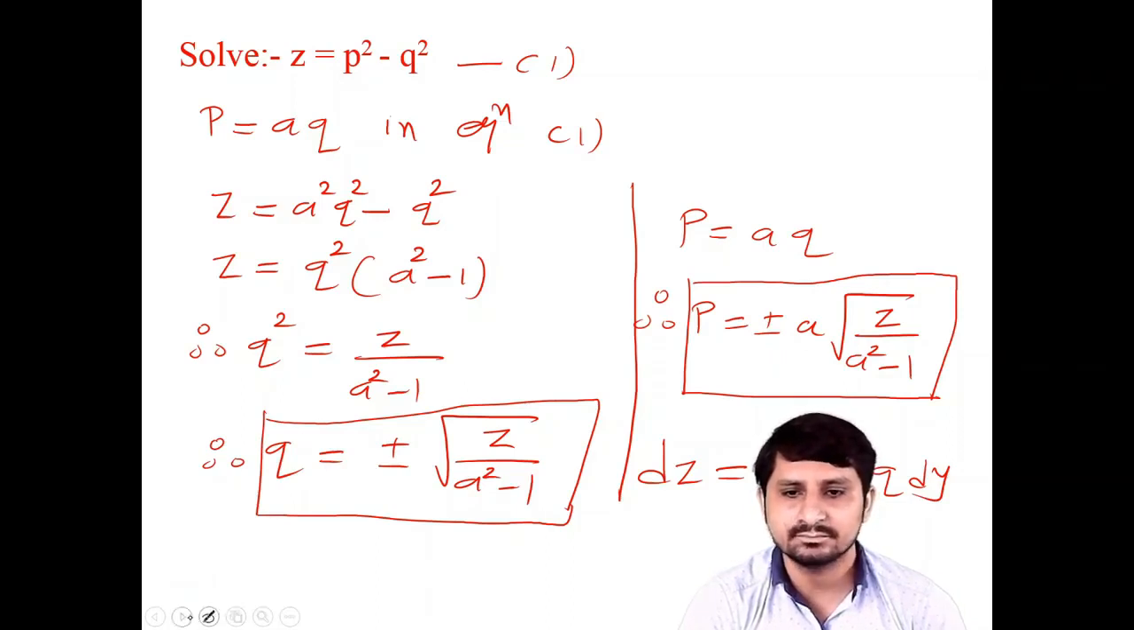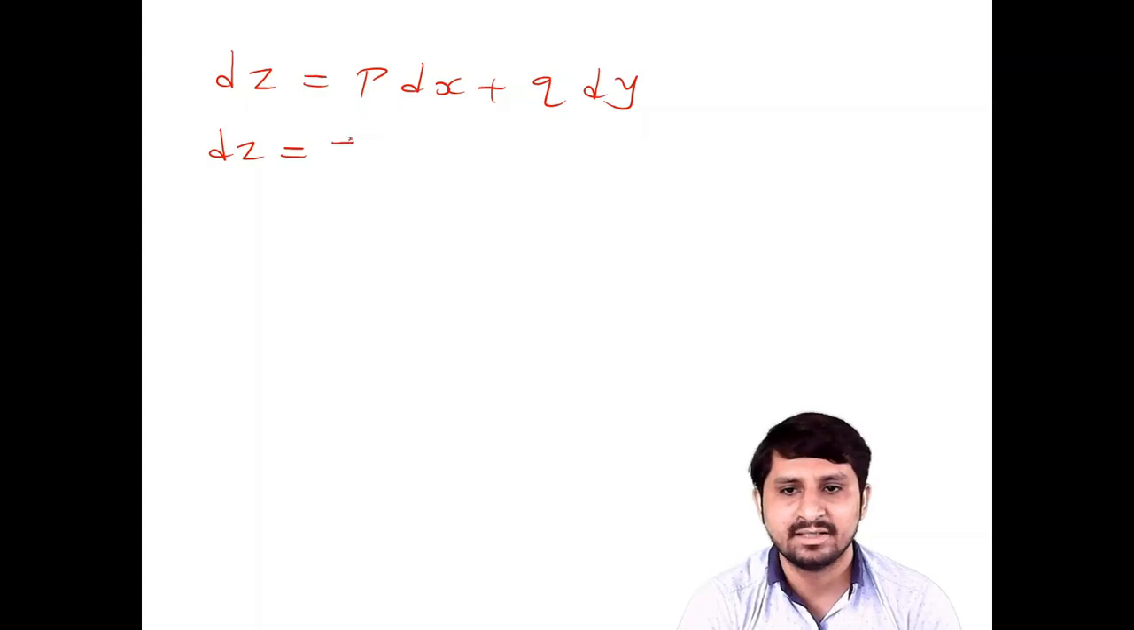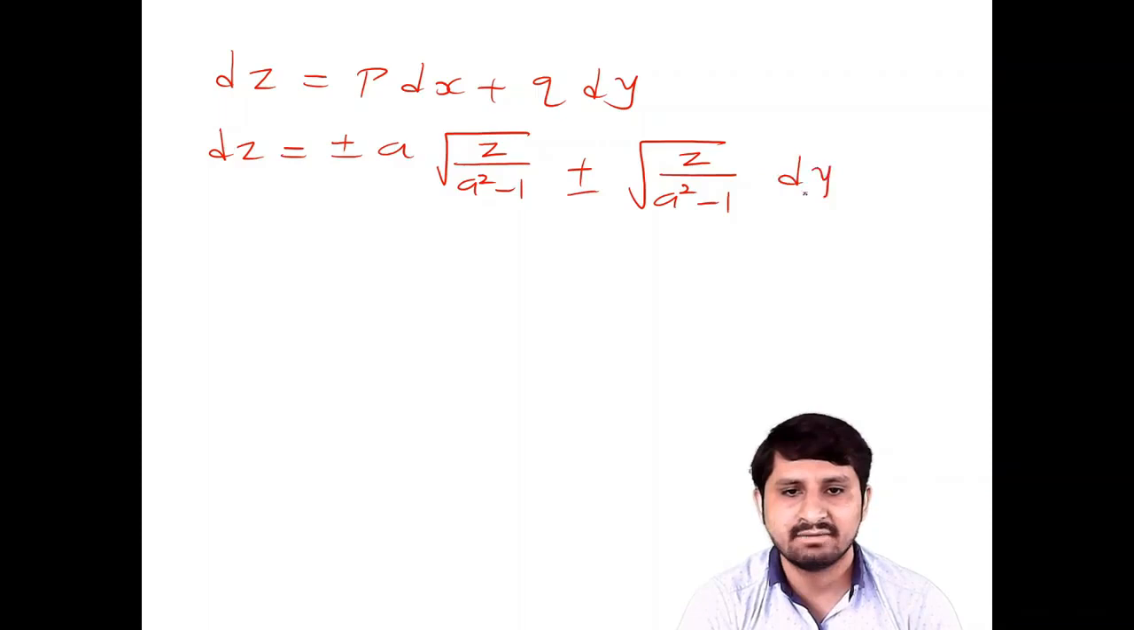So let's see how we can solve. dz is equal to p dx plus q dy, as I told you. So dz is equal to, what is the value of p? Plus or minus a square root of z upon a square minus 1. What is the value of q? Plus or minus square root of z upon a square minus 1 dy, and here we have dx.